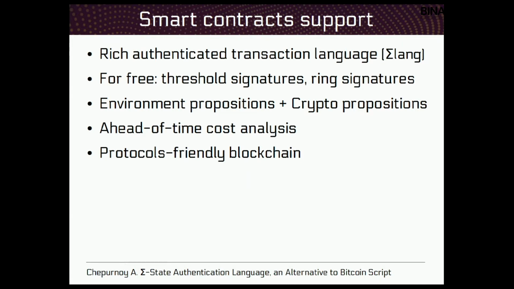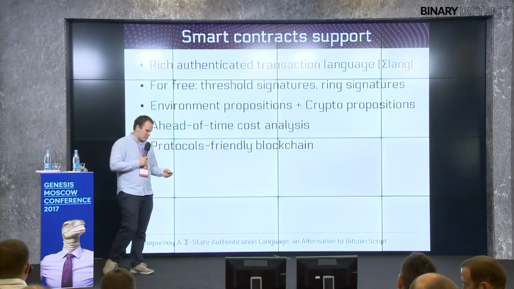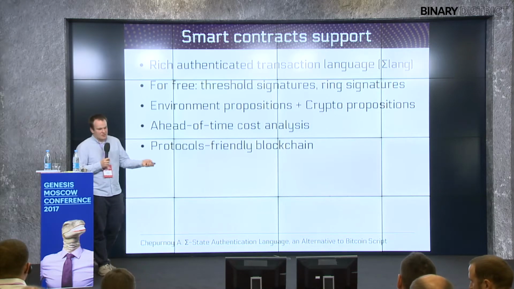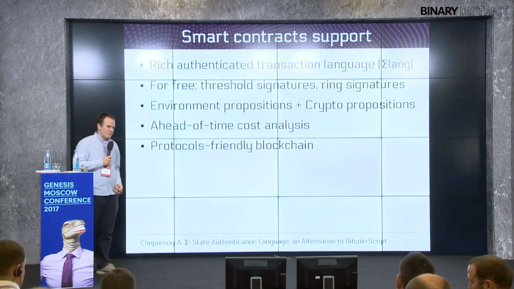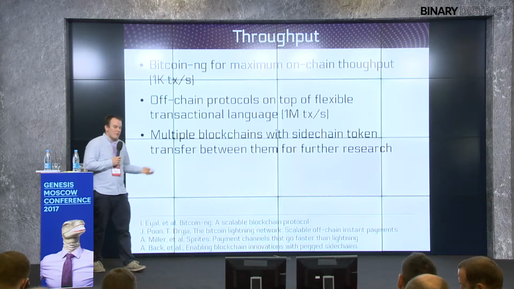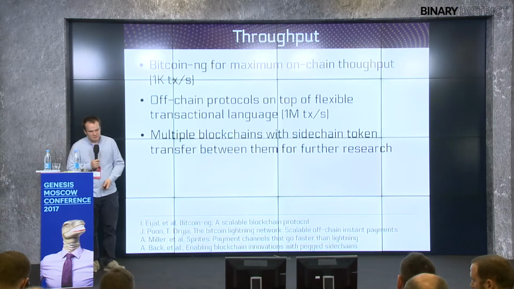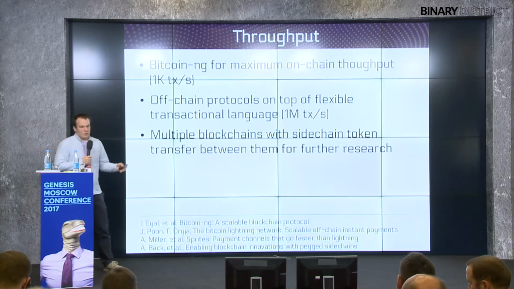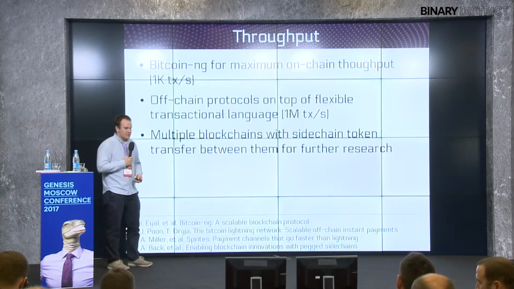It's not Turing complete, but it's easy to analyze its costs before evaluation. You don't need to evaluate the code to run this protocol. It's protocol friendly, but it's flexible. It's possible to build a lot of different protocols on top of our blockchain. And actually, it's important for throughput. Well, we don't think that there is some silver bullet in throughput solutions, but we want to combine all the existing ideas.